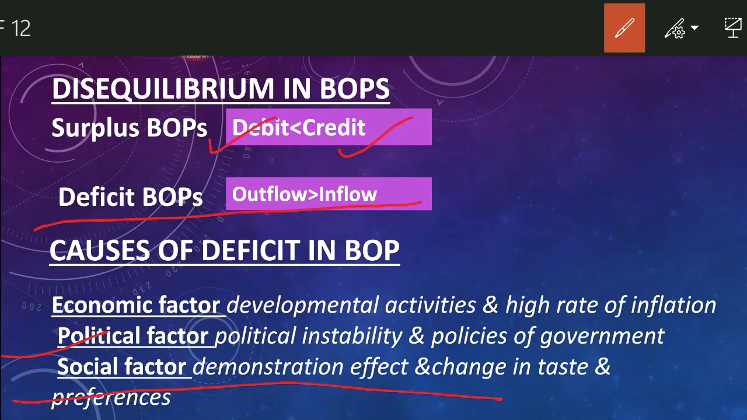And then we have change in taste and preferences. So a favorable change in demand for domestic goods in the international market causes a surplus in the balance of payments, and an unfavorable change in demand for domestic goods in the international market causes a deficit in the balance of payments. So if you think and are determined that no, I'll just use the products of my own country, then automatically there will be a surplus in the balance of payments because we won't give more money to foreign nations. On the other hand, if you prefer foreign goods over Indian goods, then there will be a deficit in the balance of payments.